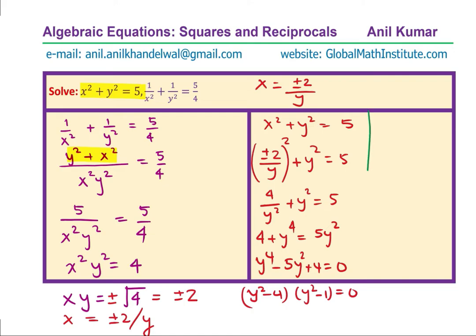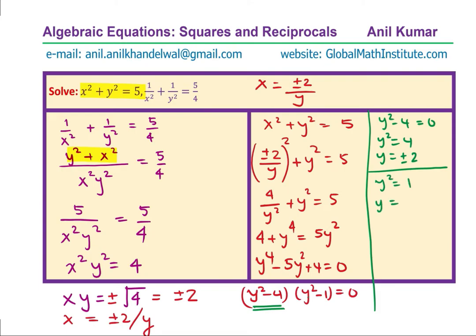So that leads to many solutions for y. From the first factor, we get y squared minus 4 equals 0, which gives us y squared equals 4, or y equals plus minus 2. And from the second factor, we have y squared equals 1, and that gives you y as plus minus 1, correct? So these are all the solutions which we get once we solve this equation. So the solution set could be that y is plus minus 1 or plus minus 2.